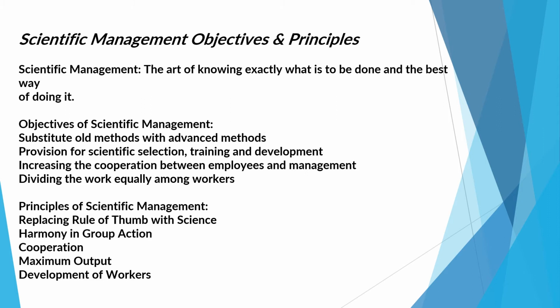Coming to the objectives of scientific management, there are four main objectives. First one is substituting the old rule of thumb methods. Here, the old methods or old techniques are to be replaced with the advanced techniques of science. We have to replace the old methods such that the quality and productivity of goods increase. So that is the intention.